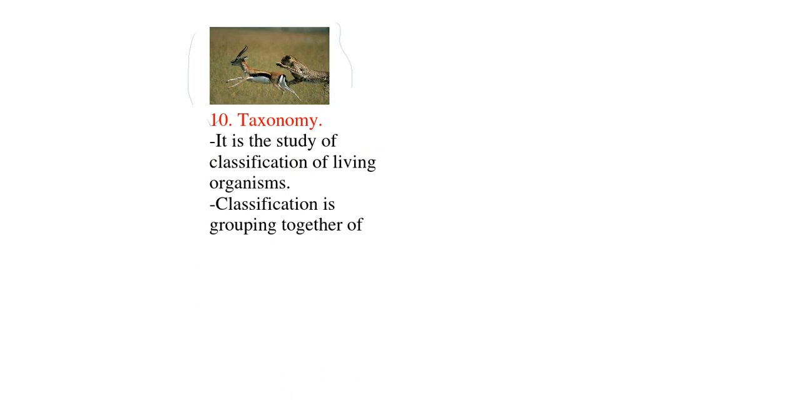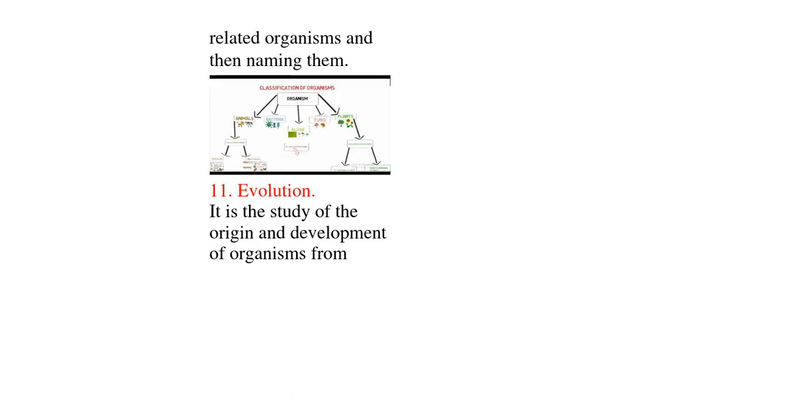Number 10, taxonomy. Taxonomy is the study of classification of living organisms. Classification is the grouping together of related organisms and then naming them. I have a branched chart here which shows how organisms have been grouped and named according to their features or characteristics.